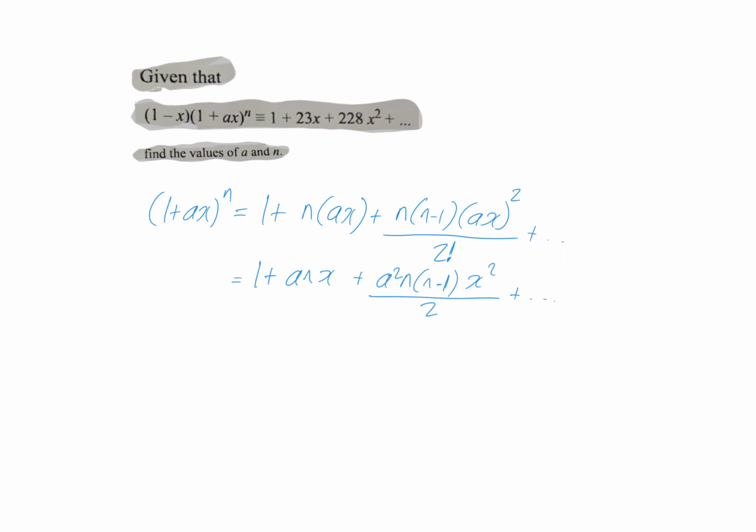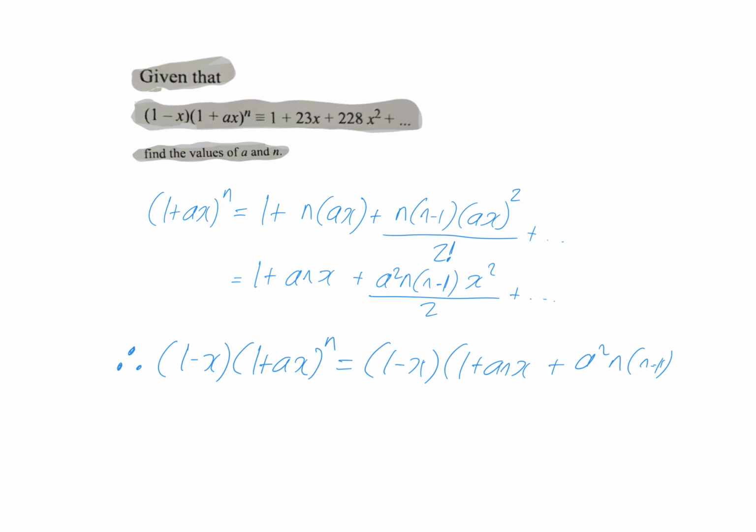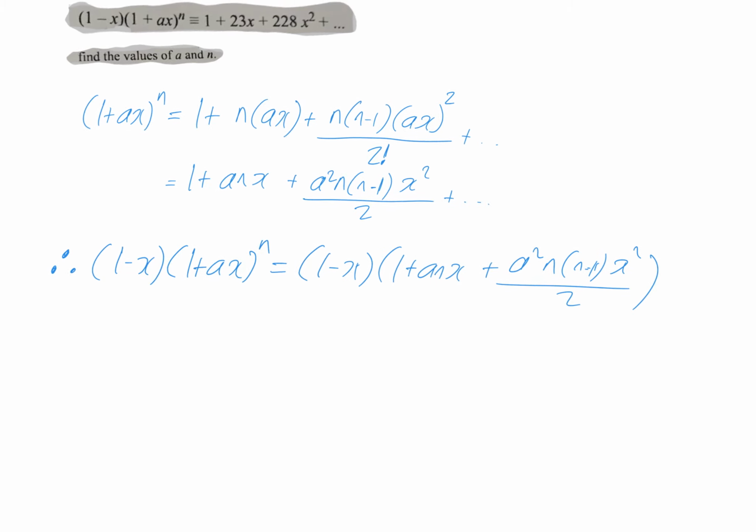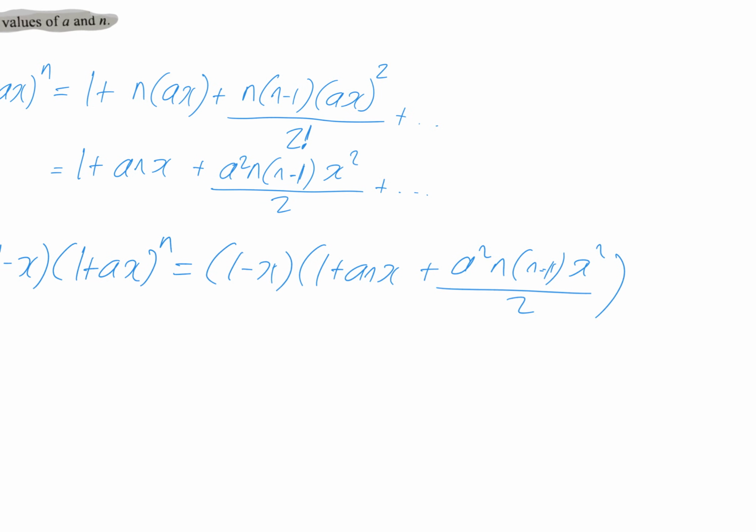Okay, now that means, therefore, if I did (1 - x) times (1 + ax)^n, that is the same as (1 - x) times (1 + anx + a²n(n - 1)x² over 2). Again, I only need to go as far as the quadratic terms. So let's just multiply that out.